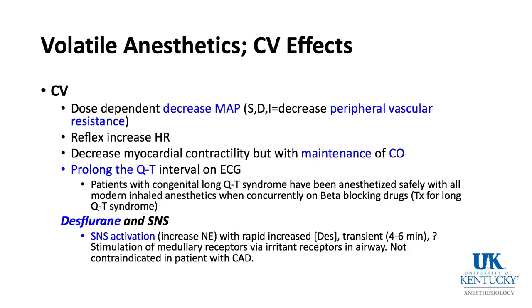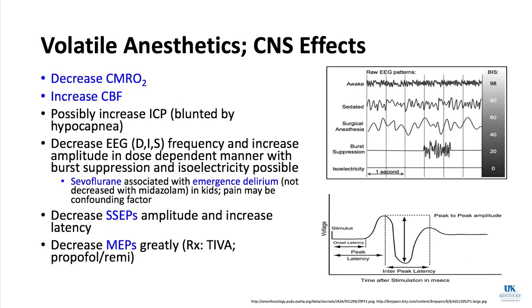It's transient, occurs over minutes, and it fatigues with time, meaning that if you took a patient and went from 0 to 10%, 0 to 10% multiple times, eventually the patient says, aha, I know what you're going to do next, and it fatigues and you don't get nearly as much of the sympathetic nervous system activation. It probably is related to irritation of receptors in the airway by the desflurane, which then results in stimulation of brainstem and the sympathetic nervous system activation. Desflurane, even though it can activate the sympathetic nervous system, is not contraindicated in patients with coronary artery disease.